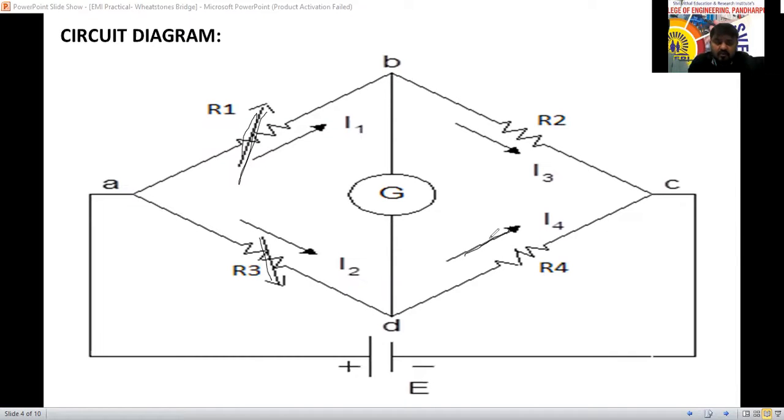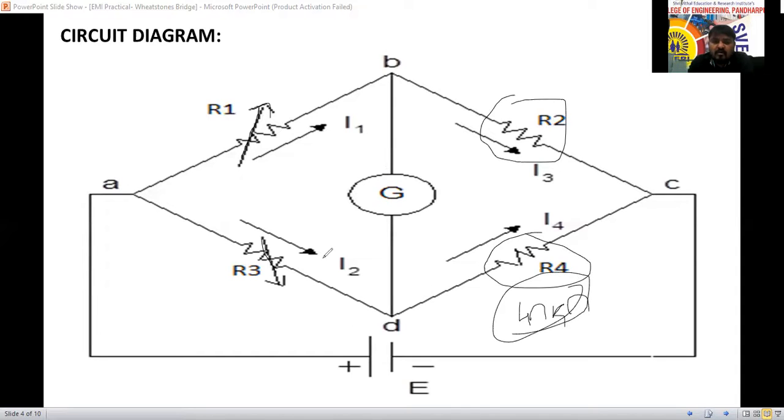So which one is variable, and which one is non-variable? This is the standard resistance we are using. R2 is the standard resistance. R1 is variable. We can vary that resistance while doing the practical, setting it to any value to bring the bridge to balanced condition. R3 we can also vary. And R4 I can consider as the unknown resistance.